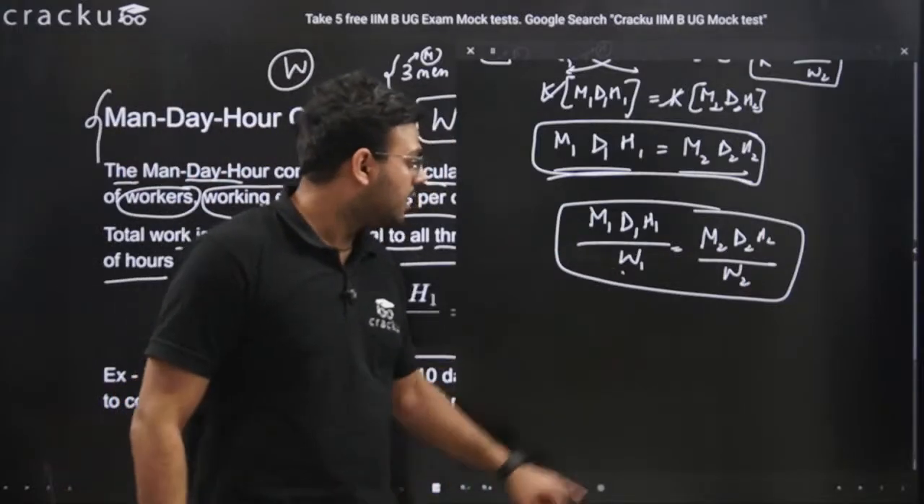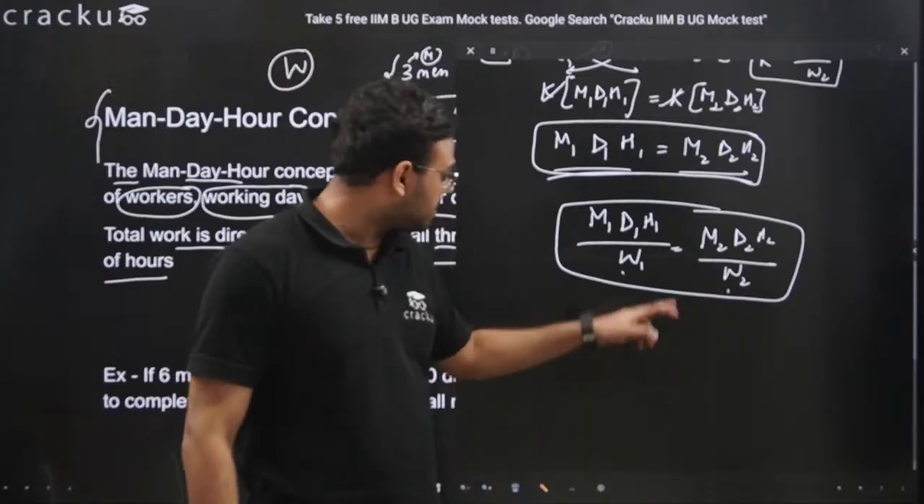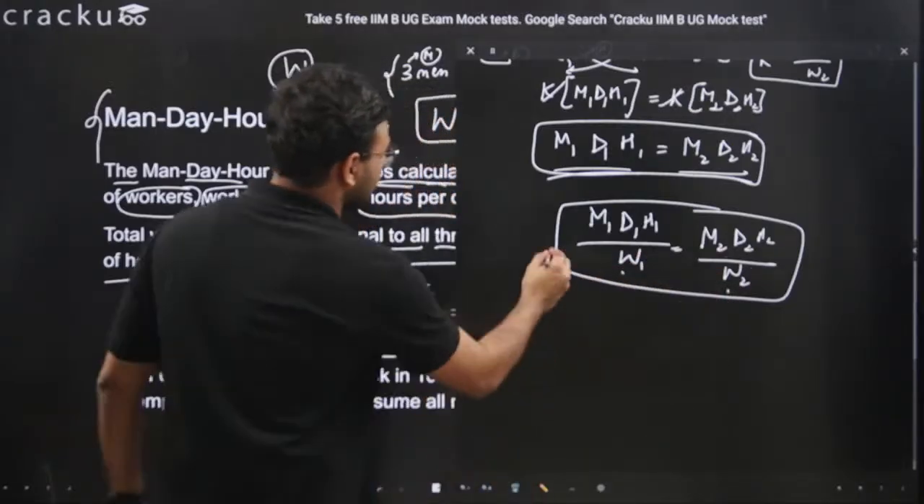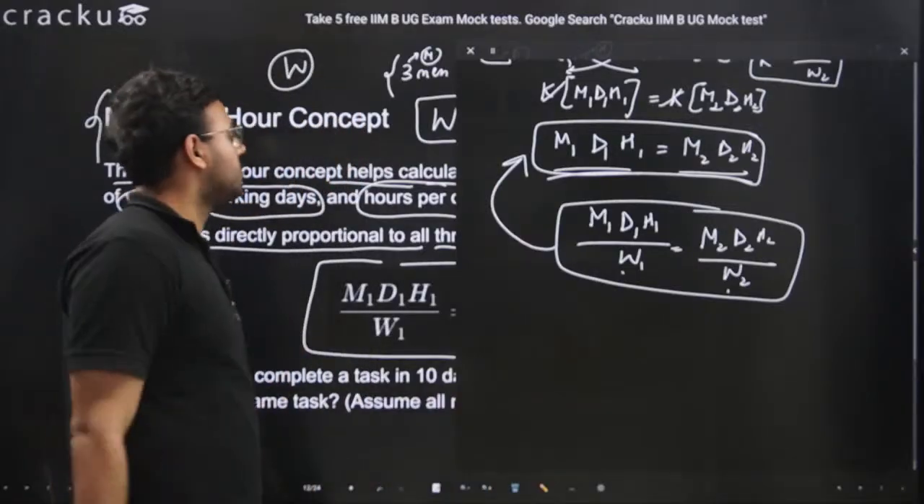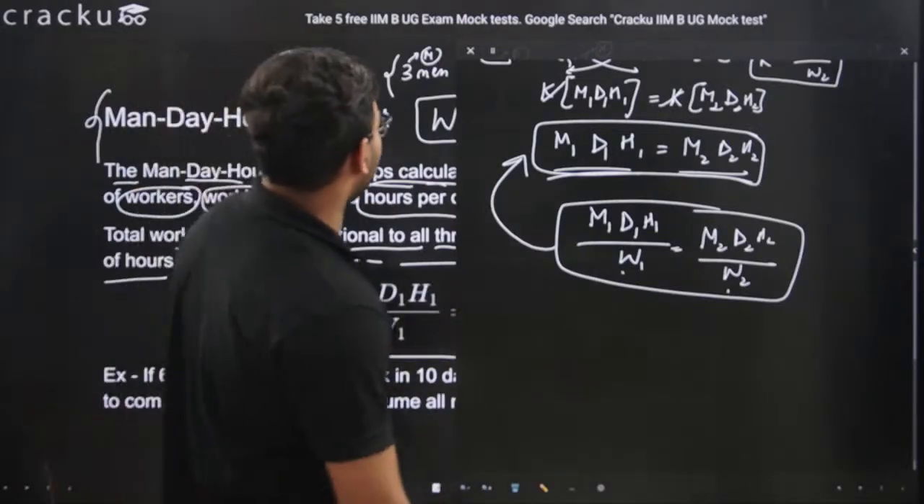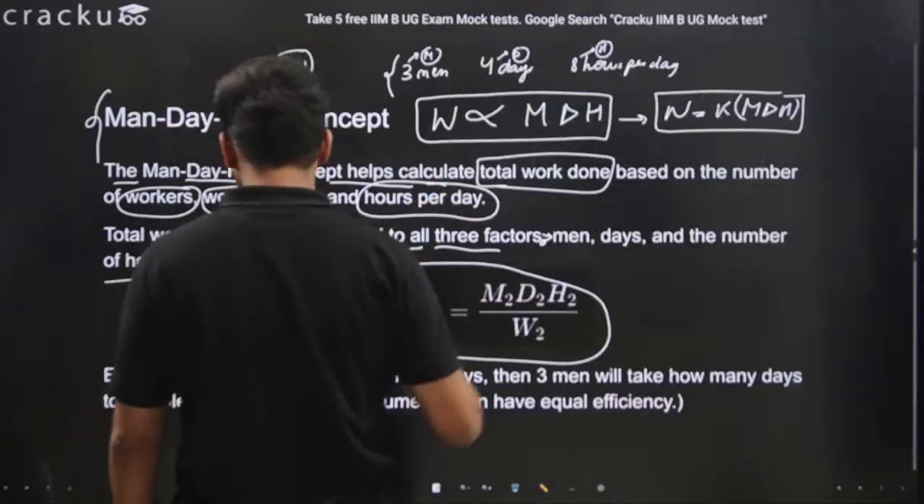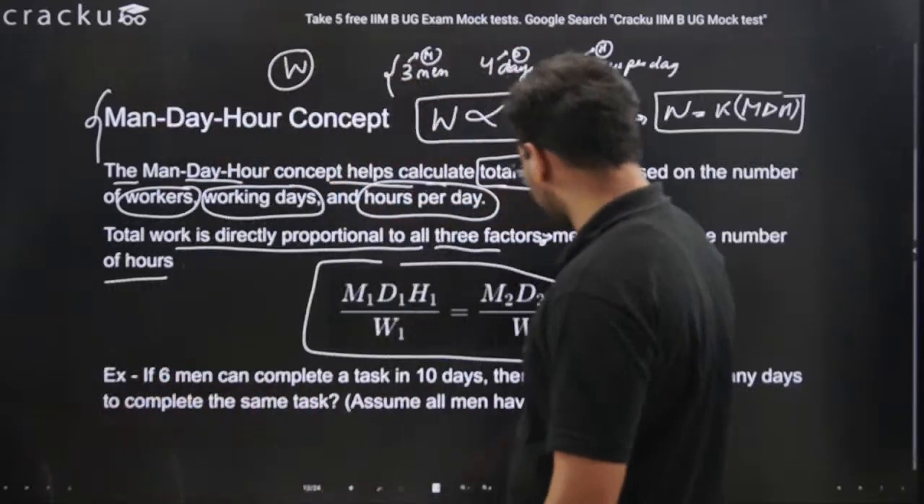doing work W and he is also doing work W, what will happen? This W and W will be cancelled and you will reach this formula, that is M1 D1 H1 is equal to M2 D2 H2. Both of these formulas are very important. I have also taken an example for this question.